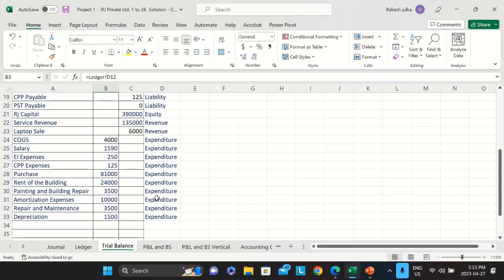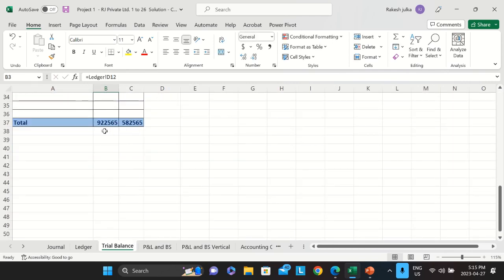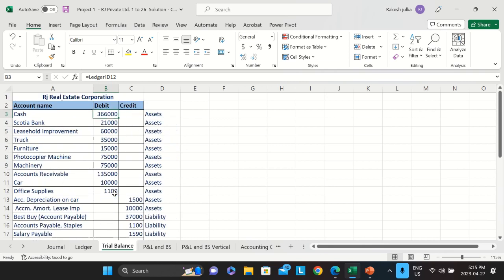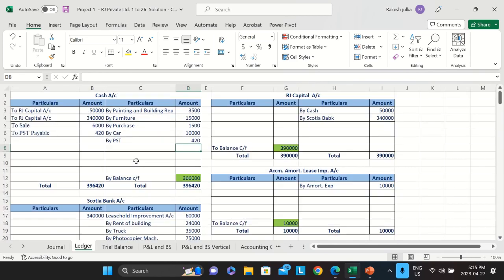Okay, so look at the trial balance here. The trial balance is not matching. There is something wrong. And if the trial balance is not matching, it means other things will not be matching here. So there is something wrong, and there may be an error in the transactions. Let me see what it is. It may be related to the cash something. So just hold on.